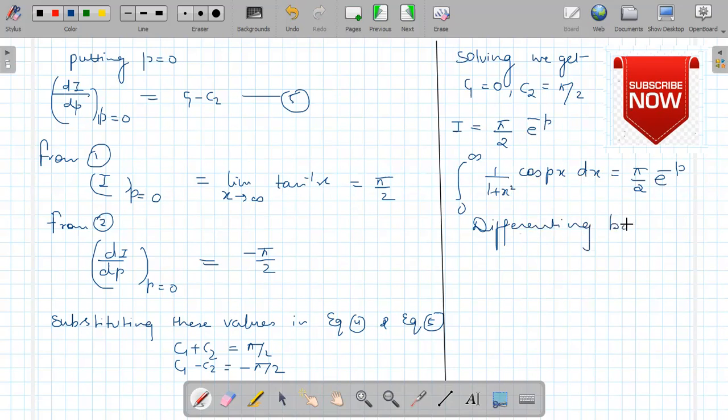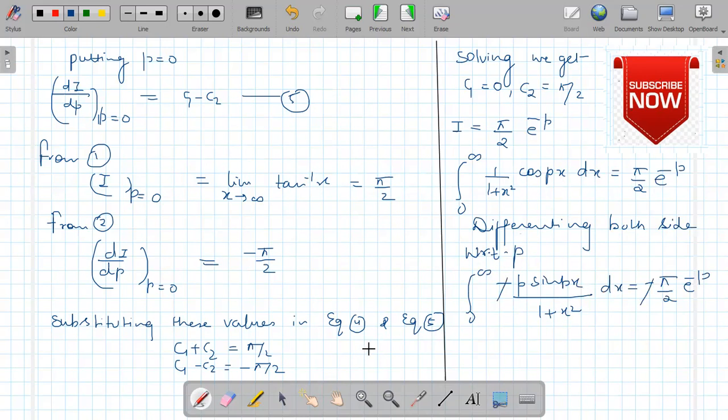Differentiating both sides with respect to p, we get integral 0 to infinity minus p sine px over 1 plus x square dx is equal to minus pi by 2 e to the power minus p.